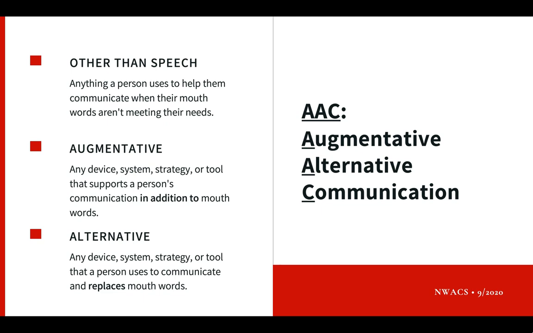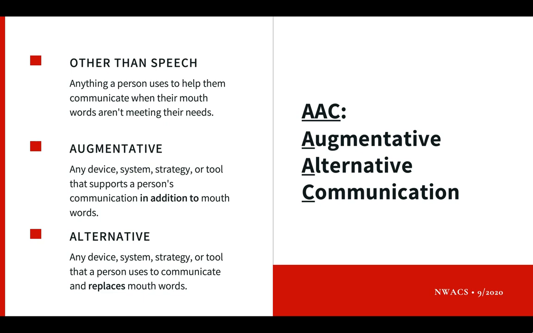An augmentative communication system is any device, system, strategy, or tool that supports a person's communication in addition to their mouth words. It is anything the person uses to augment or add to their speech communication. A person who might benefit from an augmentative communication system is someone who has limited mouth words, has speech that is difficult to understand, or someone who struggles to think of and put together the words they want to say.